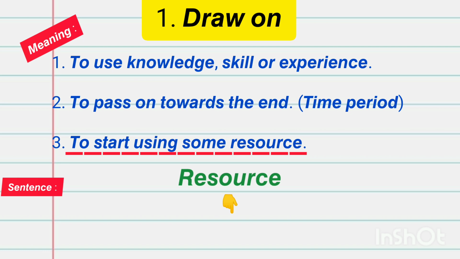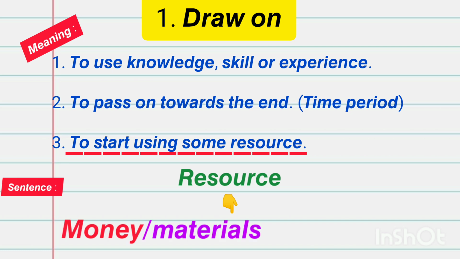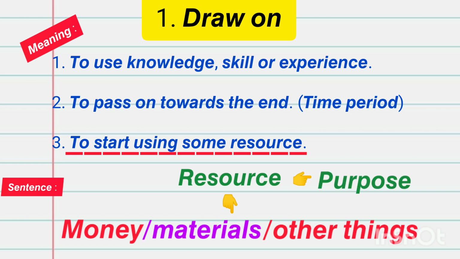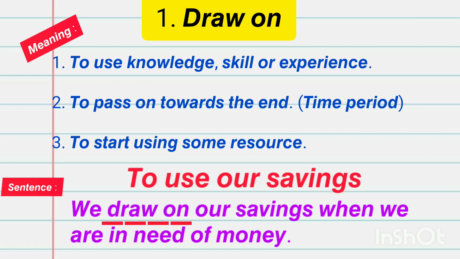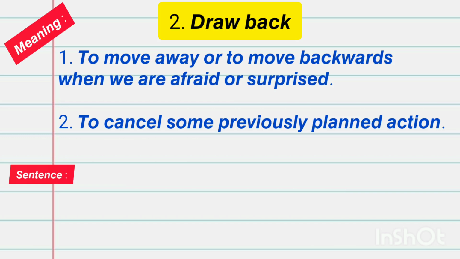Resource may refer to some amount of money, some materials, or any other things that can be used for some particular purpose. For example, we draw on our resources when we are in need of money. To draw on our savings means to use our savings, okay? Well, that was draw on. Now we have draw back.